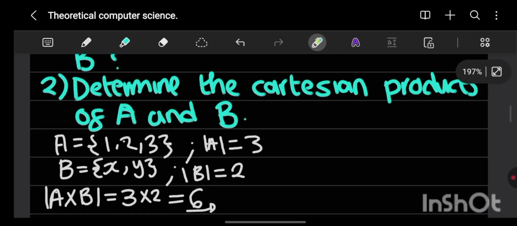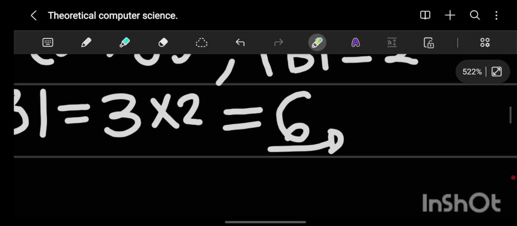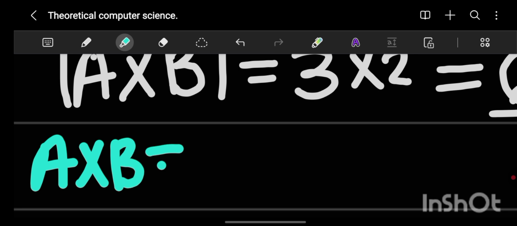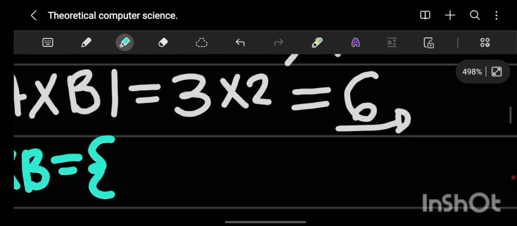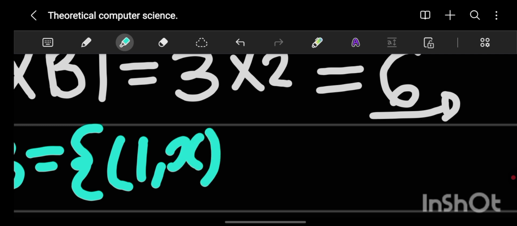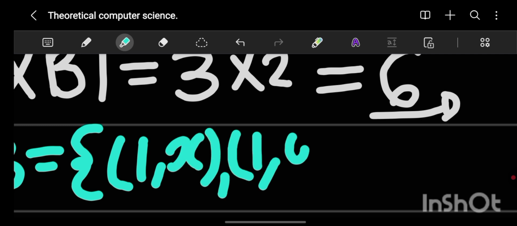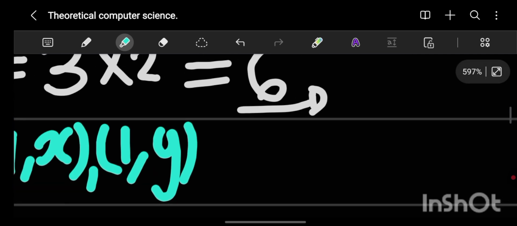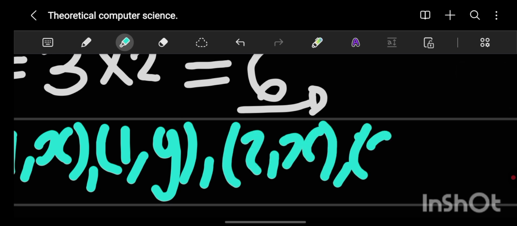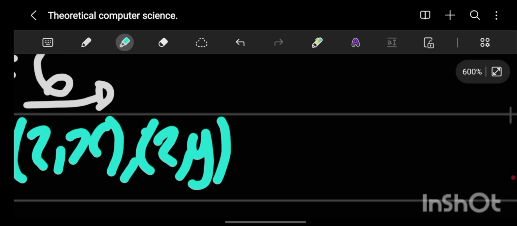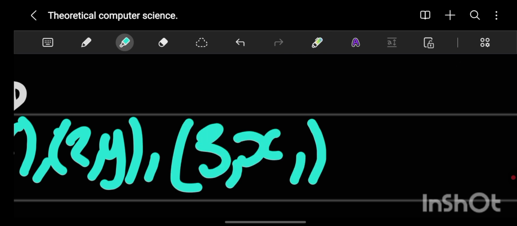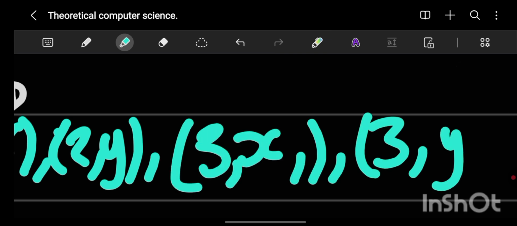Secondly, they want us to determine the Cartesian product of A and B. So if you have A times B, remember A was {1, 2, 3} and B was {x, y}. So you would have 1x, 1y, and then you have 2x, 2y. You have now 3x, 3y.